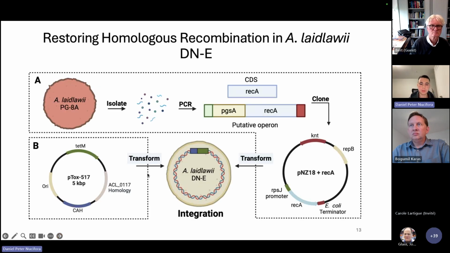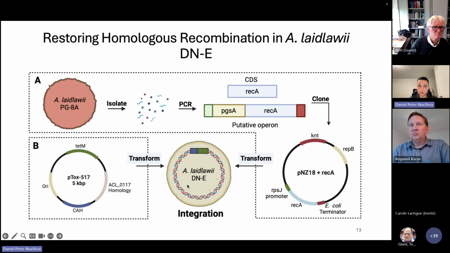Typically, we would not be able to do this with strain 8195, as it has a mutation in RecA that renders it deficient in DNA repair. However, I found that I could restore the ability of this strain to do homologous recombination by taking the functional copy of the RecA gene from PG8A, cloning it on pNZ18, and using that to complement the strain.